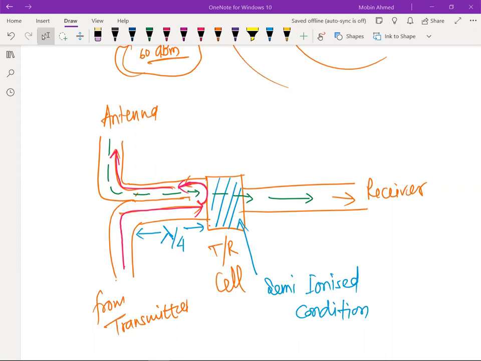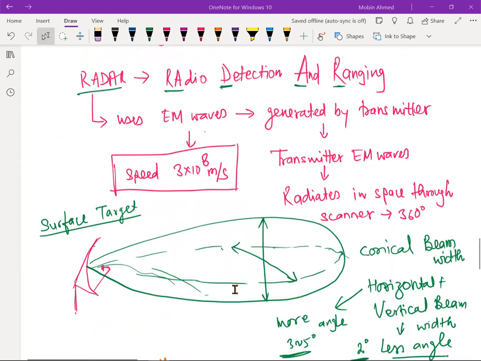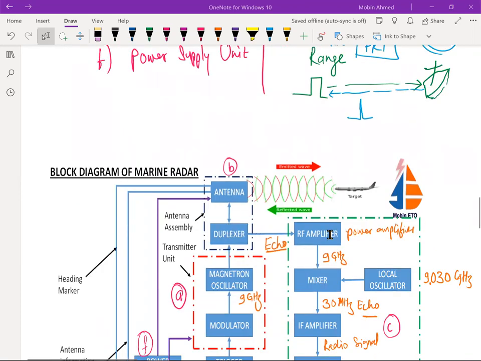Because it will damage the receiver. Because the receiver is made to receive very small power. That is how it is working here. Here you can see this duplexer. This energy should go directly to the antenna and it should not go to the RF amplifier. If it goes, because it is having a very high power, 25 kilowatt, I have already told you, it will damage the receiver. And that's why we put the duplexer. Yeah, this part I had not covered, and a good question was asked.